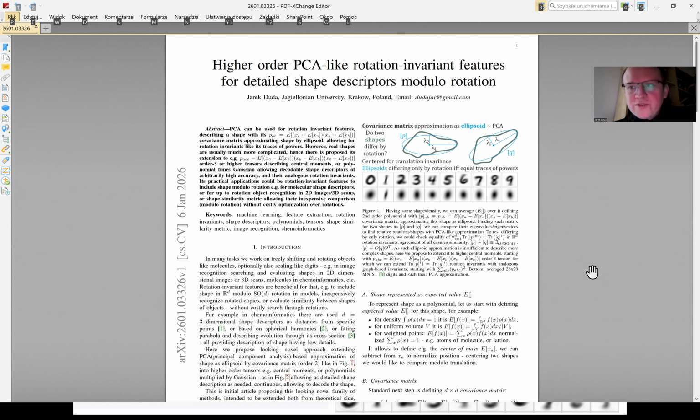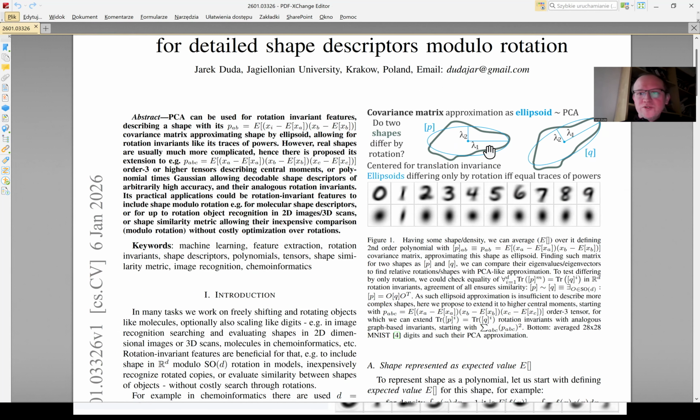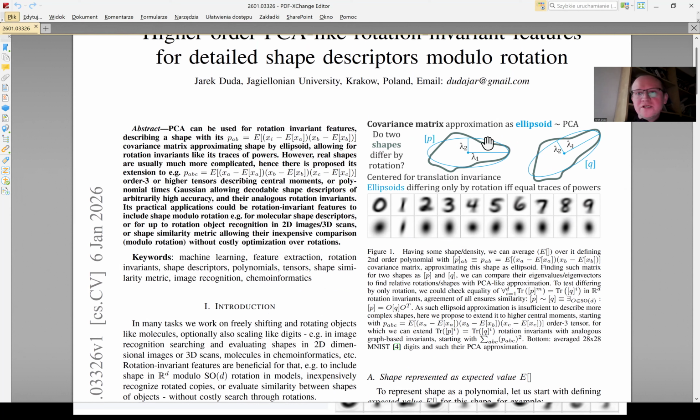Hello, so I would like to talk about this most recent archive of mine. We would like to describe a shape like here, up to rotation. The basic approach is just using the ellipsoid. We can do it by approximating the shape with a covariance matrix. Then its eigenvalues and eigenvectors define an ellipsoid like here.